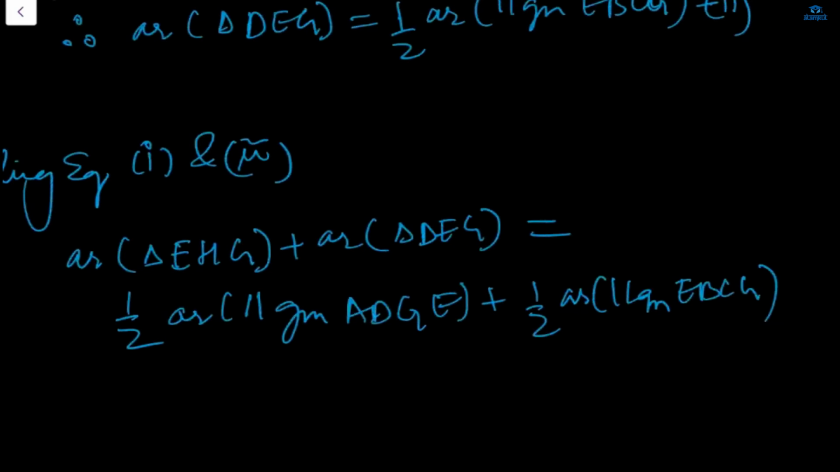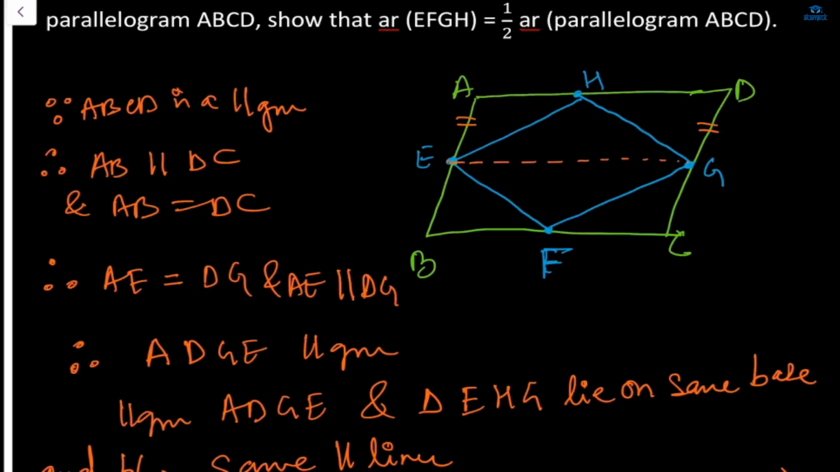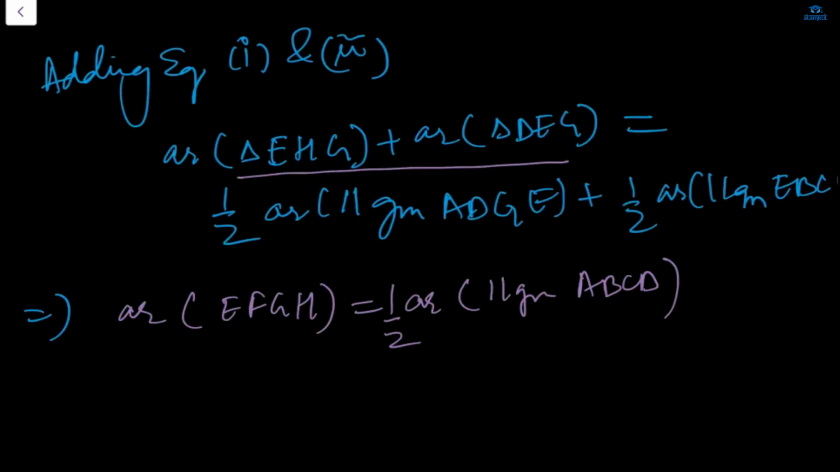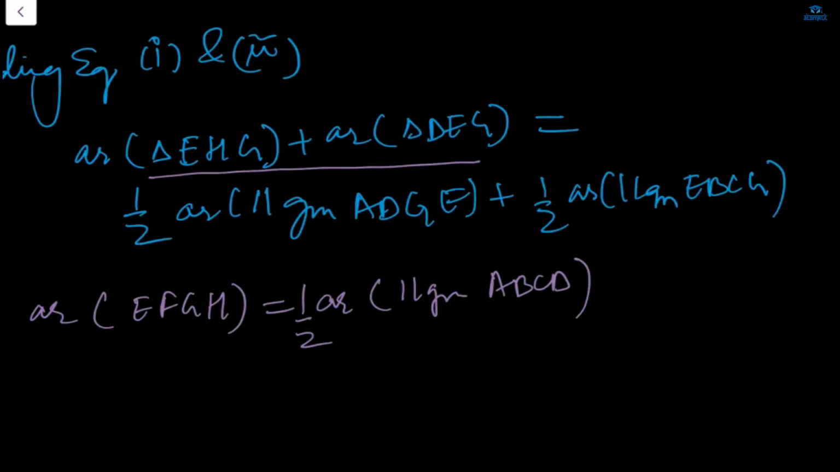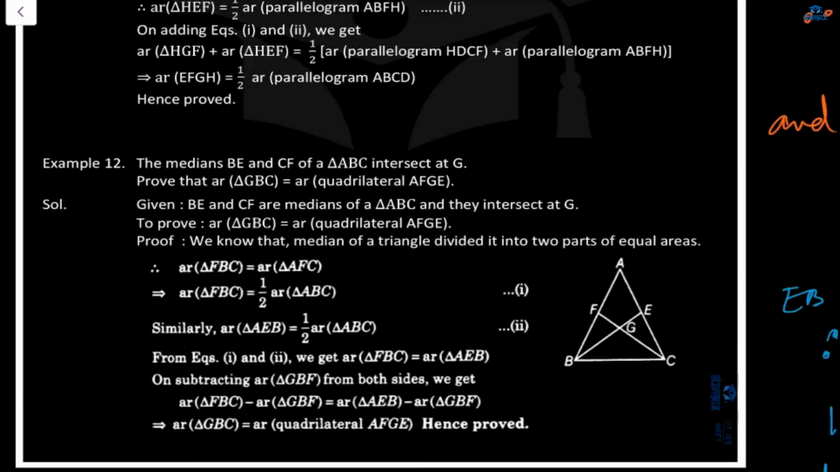Okay, now this implies that if you add up, this will become the whole EFGH. Area of EFGH will be equal to half area of parallelogram ABCD. Okay, because half you will take common, and area of parallelogram ADGE and area of parallelogram EBCG, if you add them, you'll get the whole ABCD. Okay, any doubts? No. Now we have done this question.